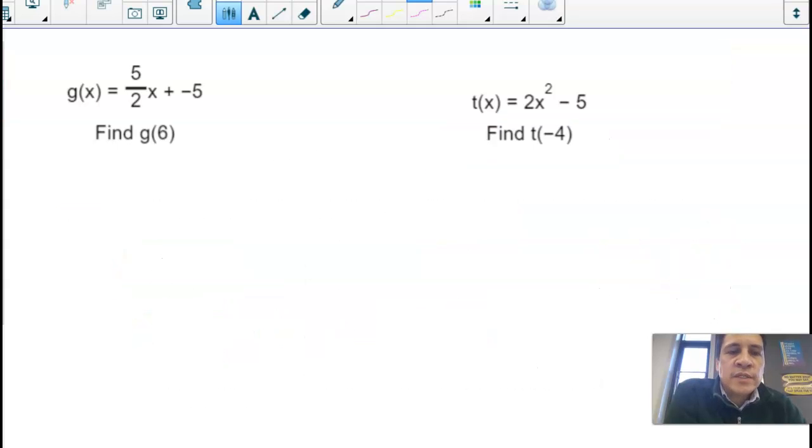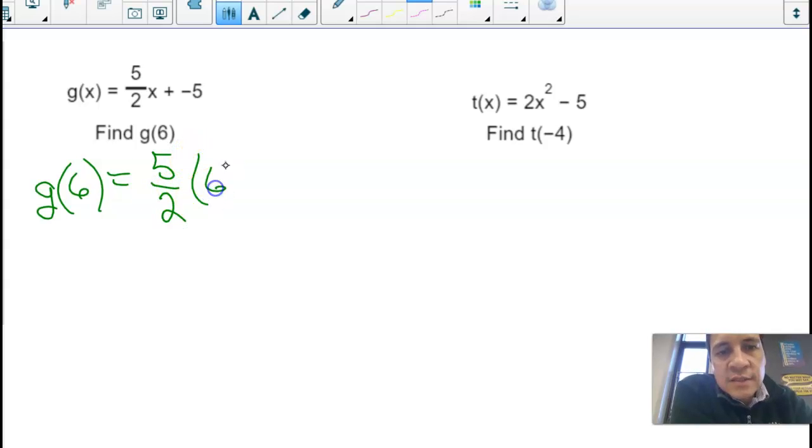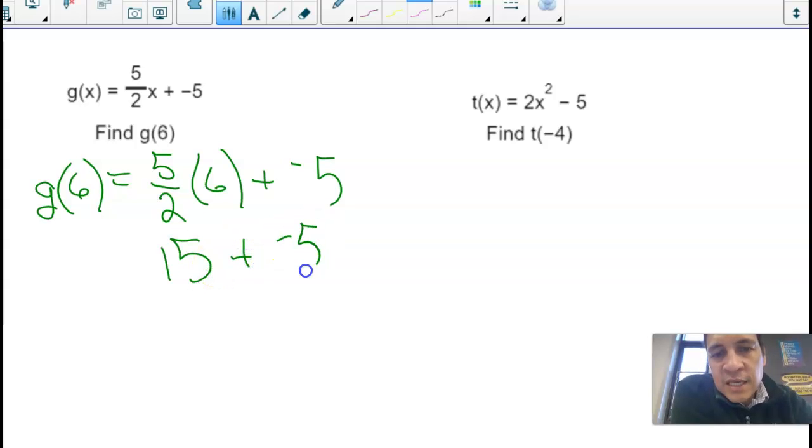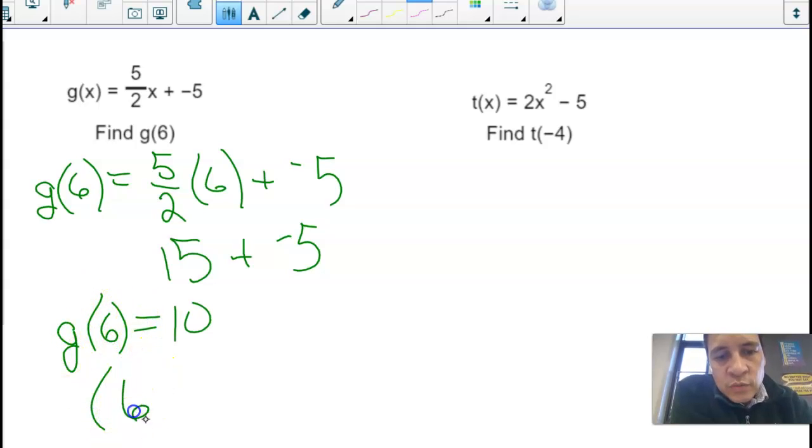All right, let's see how we can work with this. I've got this function named g. G of x is equal to 5/2 x plus negative 5. I want to find g of 6. That means I'm going to take out the x and put in 6. And now I'm just evaluating this here. Well, 5/2 times 6 is 15. And 15 plus negative 5, that's equal to 10. So g of 6 is equal to 10. The ordered pair that this would represent would be 6, 10.